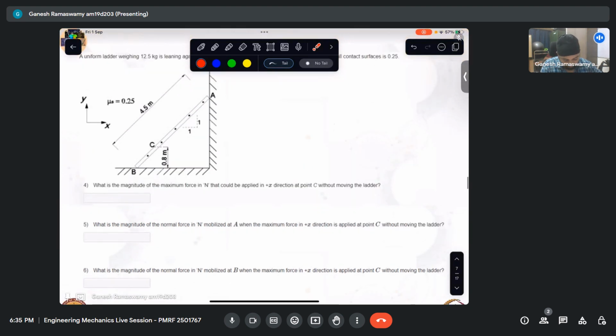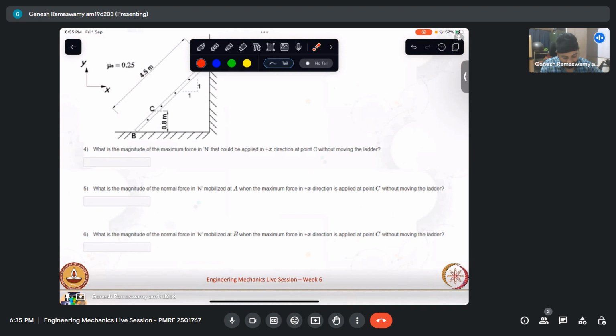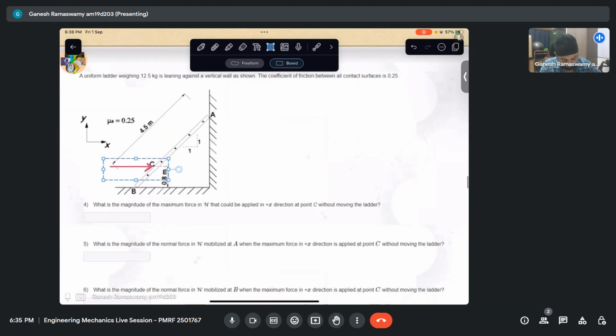Now we have been asked, what is the magnitude of maximum force in Newton that could be applied in the plus x direction? That is plus x, meaning this direction. What is the maximum force like that? Some force that can be applied at point C without moving the ladder. So we are just taking one force and applying it at point C like that, such that this ladder doesn't move. So what is the maximum force that can be applied without moving is what is asked.